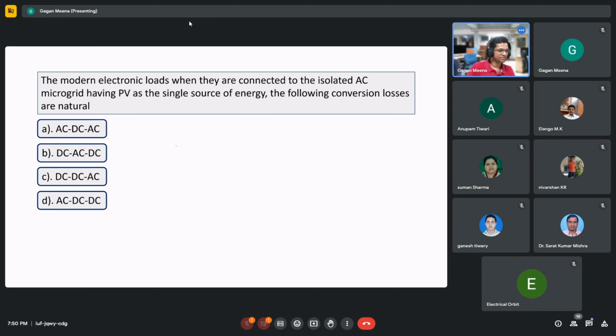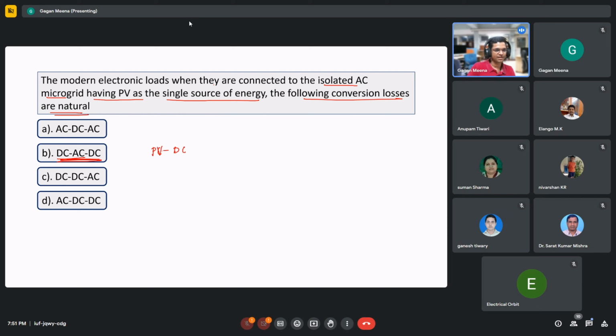Next is this one. Modern electronic loads, when they are connected to an isolated AC microgrid having PV as the single source of energy, the following conversion losses are natural. DC, AC, DC. Why DC? Because PV will generate DC, then we have to convert it into AC.